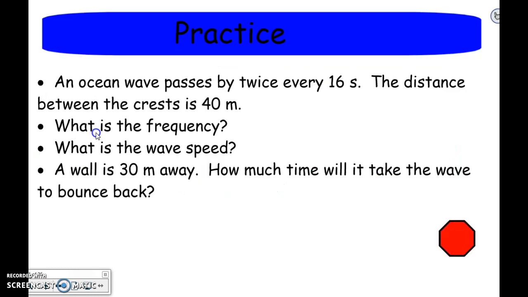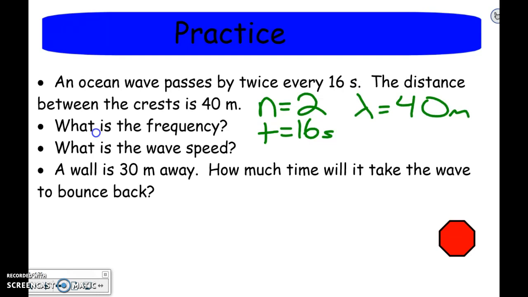So here we have an example problem. An ocean wave passes by twice every 16 seconds. The distance between the crests is 40 meters. So I'm going to start with my givens like we always do. It happened twice, so my n is going to be 2. We have it happened twice in 16 seconds, so the t is 16. And lastly, it says the distance between the crests is 40 meters. This is referring to the wavelength, the lambda, the upside down Y, if you would.